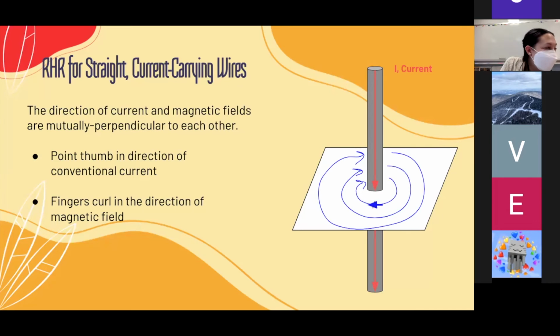Ooh, and let's check to see if it's still perpendicular. The current is down, and my magnetic field at point A was left. Down and left are perpendicular to each other, so I know I'm good. I did that right.